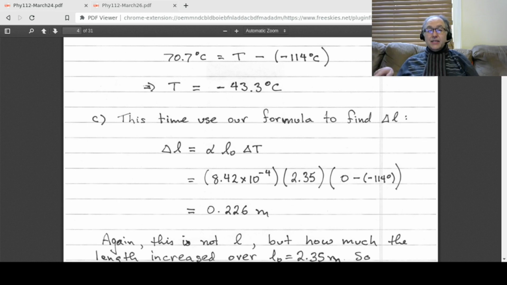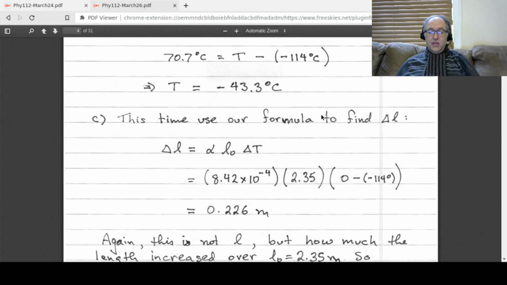And now delta T is, you're at a temperature 0, and that's above that -114, so it's 0 minus minus 114. Notice the double minus in there because you're subtracting the second temperature. You're subtracting the T naught, but the T naught itself is negative. So it's 0 minus -114. And you just work that through on your calculator and you'll get 0.226 meters. Okay. Again, that is not the length of the bar. That's how much the bar expanded. That's your delta L. That's how much the bar expanded over the reference length of 2.35.